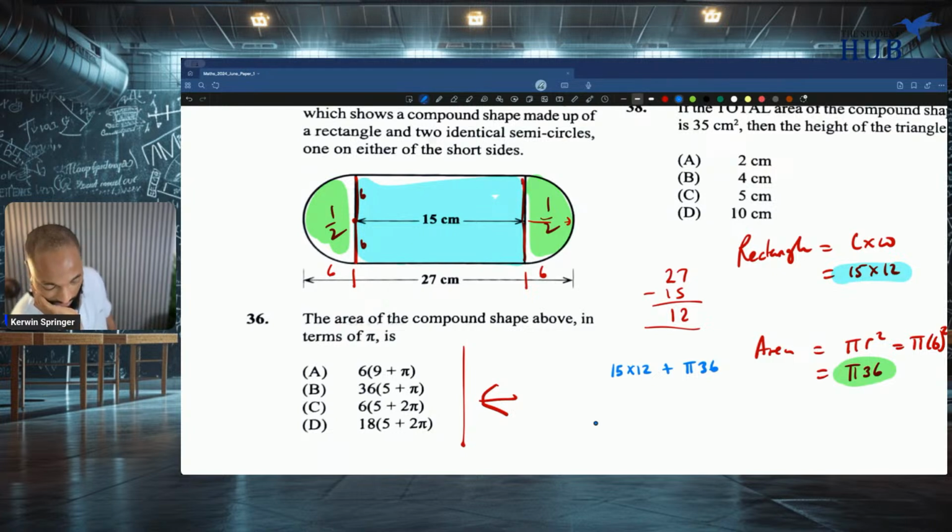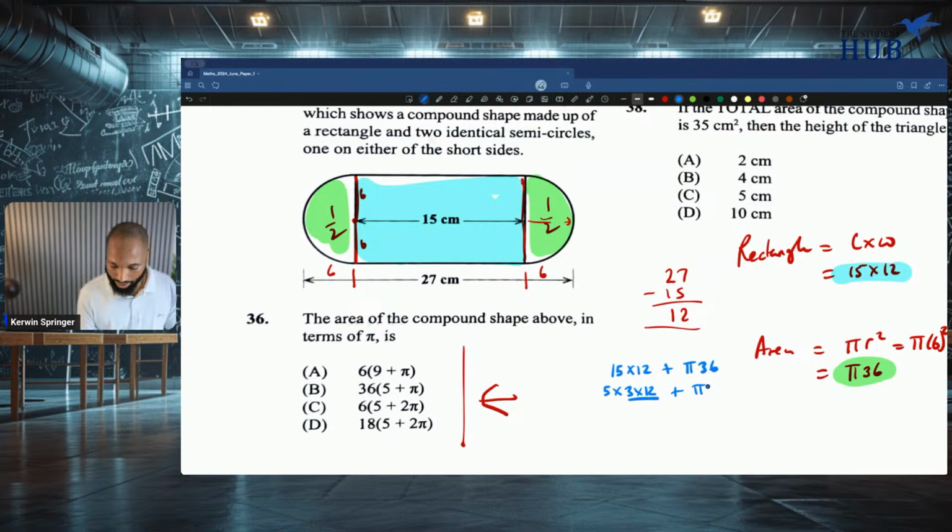Or we could take 36 out of both of them, because this is 15 times 12. This is 5 times 3 times 12, which is 36 there. Plus pi by 36. So I can factorize out a whole 36 out of this. Get 5 plus pi. 36 by 5 plus pi. The answer is B.